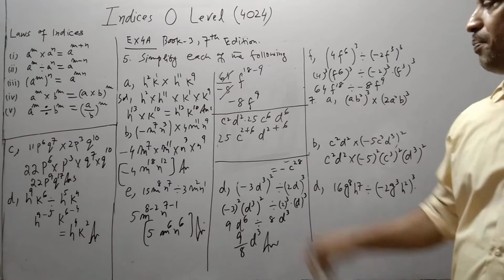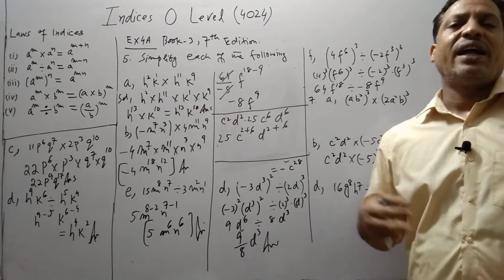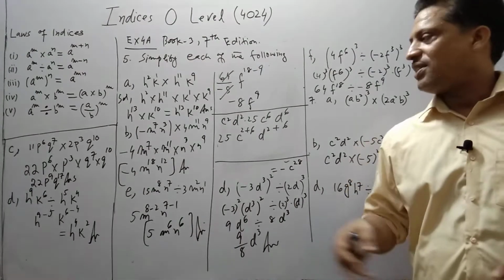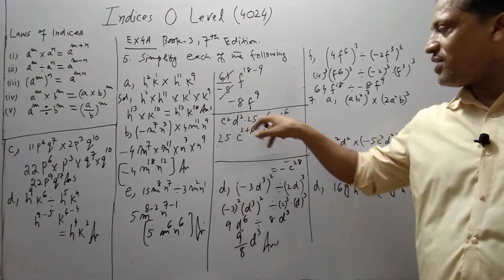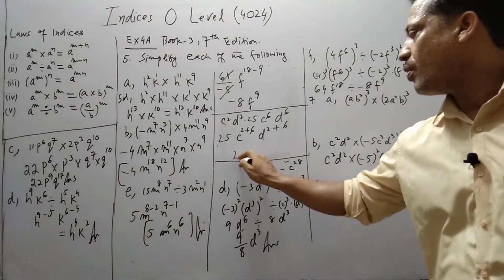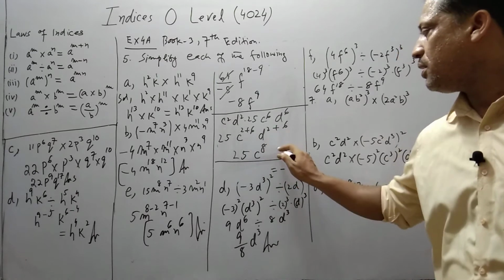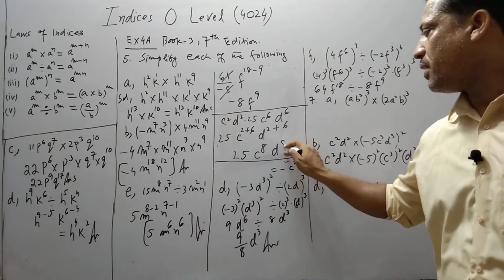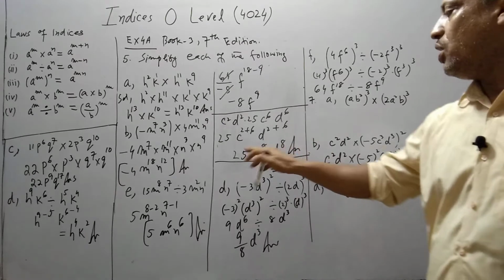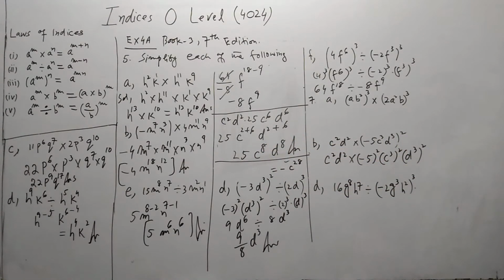Apply the first law. Bases are same, then powers are added. But powers are added only when the bases are same. So we apply the first law on C square and C6 and the first law on D square and D6. 2 plus 6 is 8 and 2 plus 6 is 8. So the final answer is 25 C8 D8. I hope you understand. See this part, the last part.